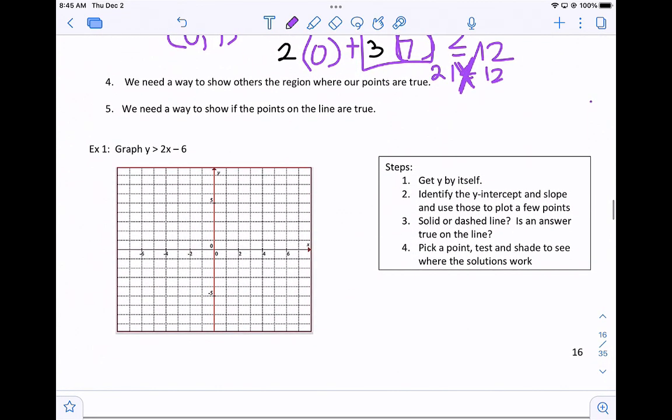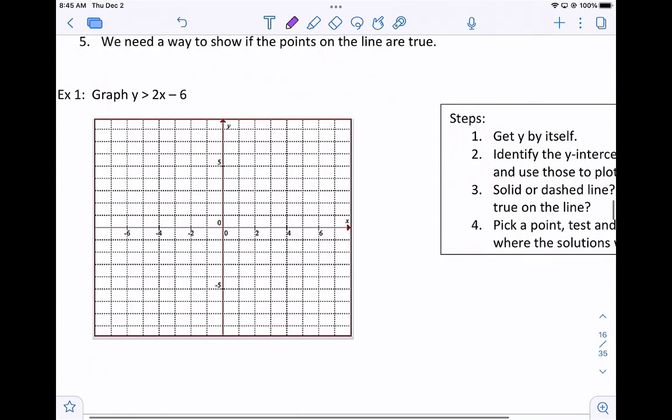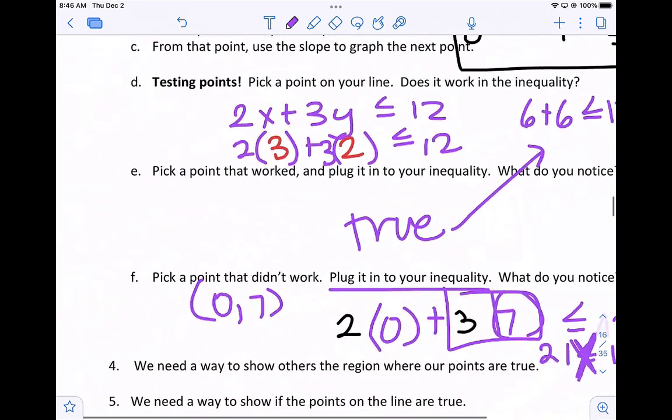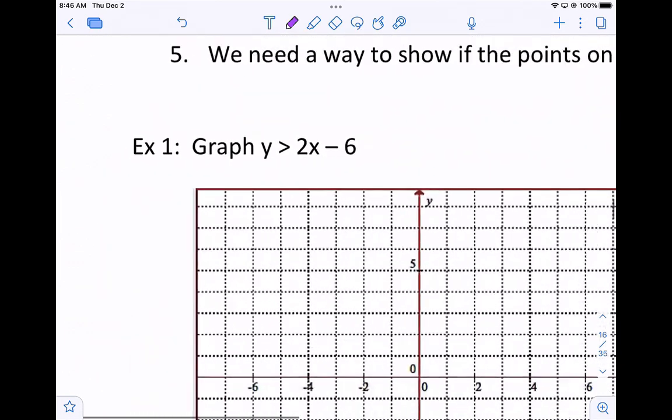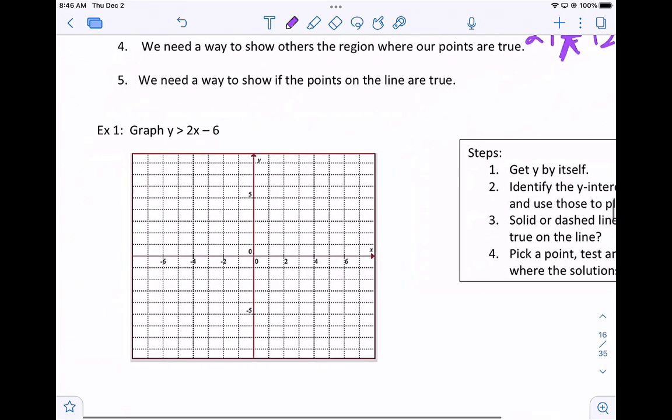So, that's the stuff for graphing inequalities, for finding all the points that work in an inequality without having to plug in and use guess and check. So here are the steps. Step 1: get y by itself, which we did for the basketball problem. We solved for y to get a slope and a y-intercept. If y is already by itself, it saved us step 1. Then step 2 is identify the y-intercept and the slope, and we're going to graph it.